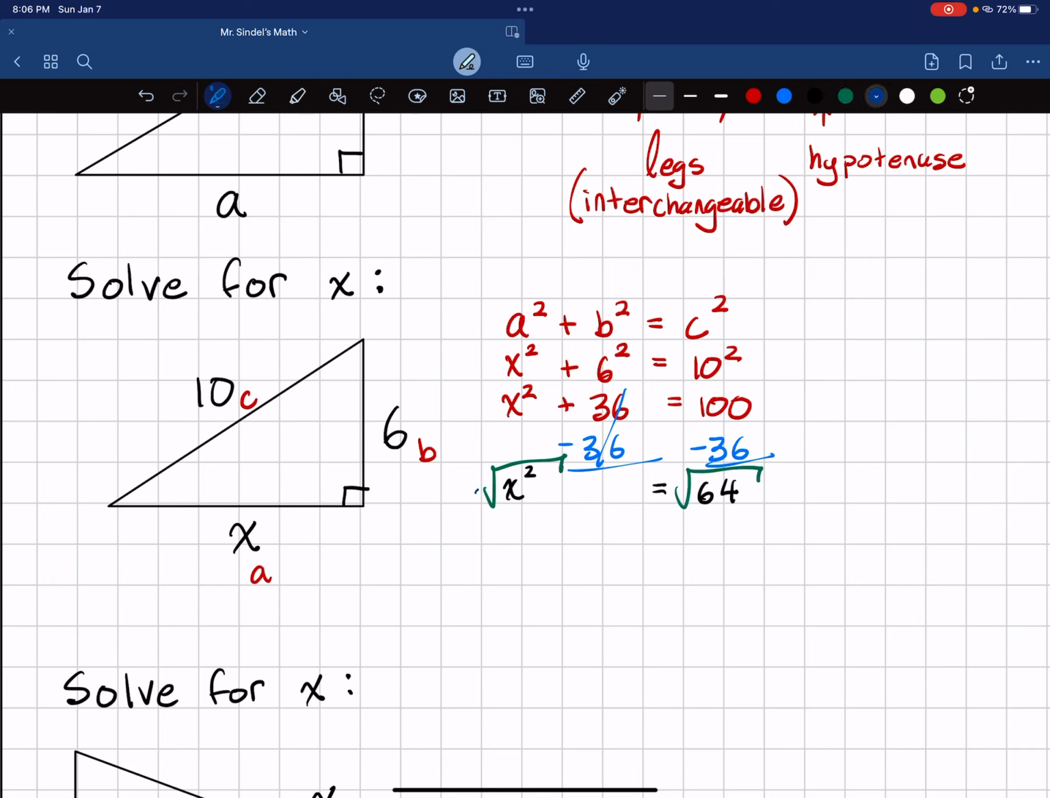To undo the square, I'm going to take the square root of the left and right side. The square and square root cancel each other out, leaving me with just x, and the square root of 64 is 8. Normally, whenever we take the square root, we have to do a plus or a minus, but because we can't have a negative length, I ignore the minus, and I know that the answer has to be a positive 8. So I can box my final answer. X is 8.